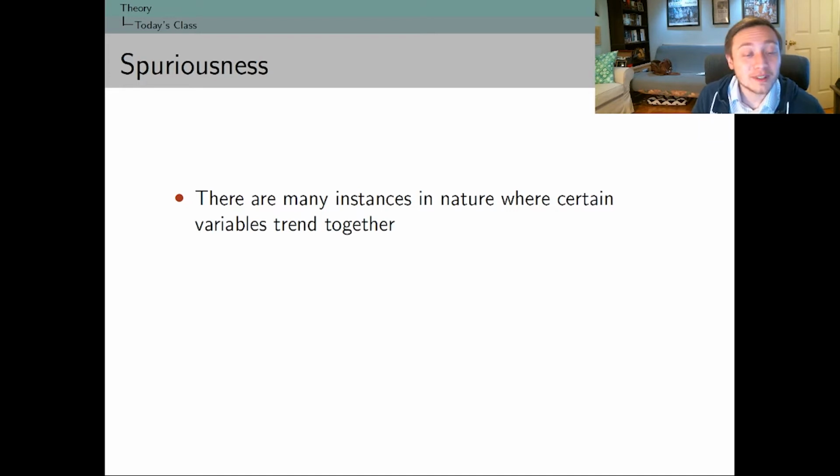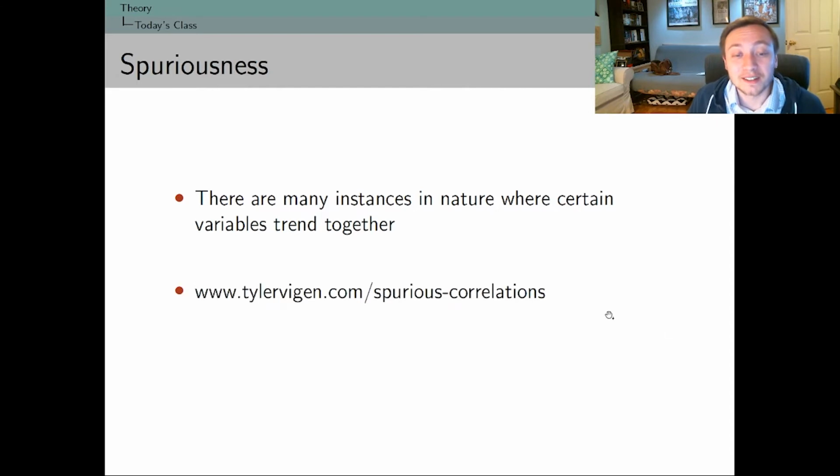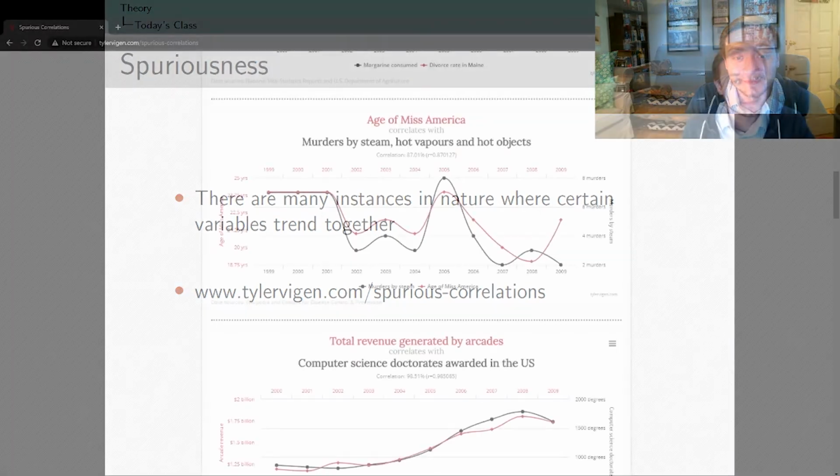Okay, so there's many different instances in nature. Variables trend together a lot of the time, actually. We'll see that patterns exist in data very frequently, very commonly. And in fact, I've got a little website here that we'll go to in just a second that really shows you some of the extreme nature of this spuriousness. So let's go to that website and we'll talk a little bit more about what spuriousness is through some examples.